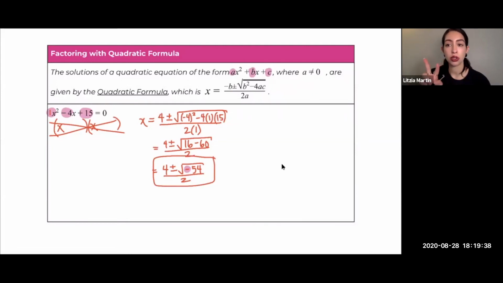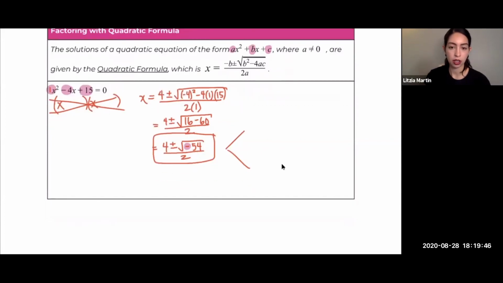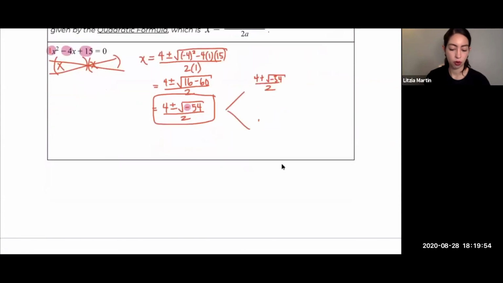And this is really two solutions, because you've got the positive version and you've got the negative version. So I'll break it down over here. We have 4 plus root -54 divided by 2, and we've got 4 minus root -54 over 2. Those would be our two solutions in this case.